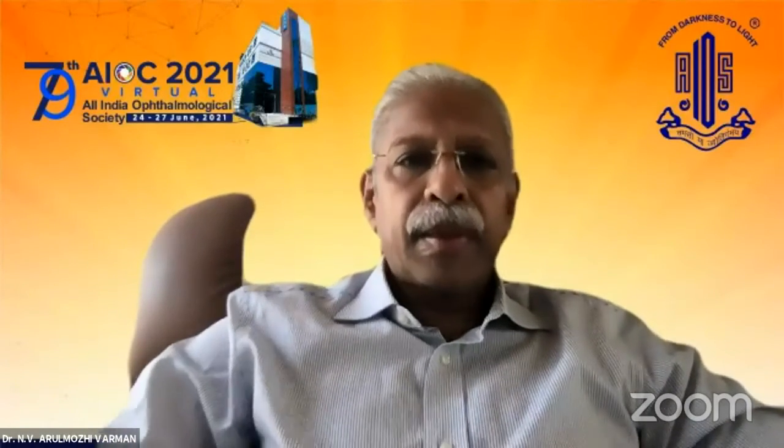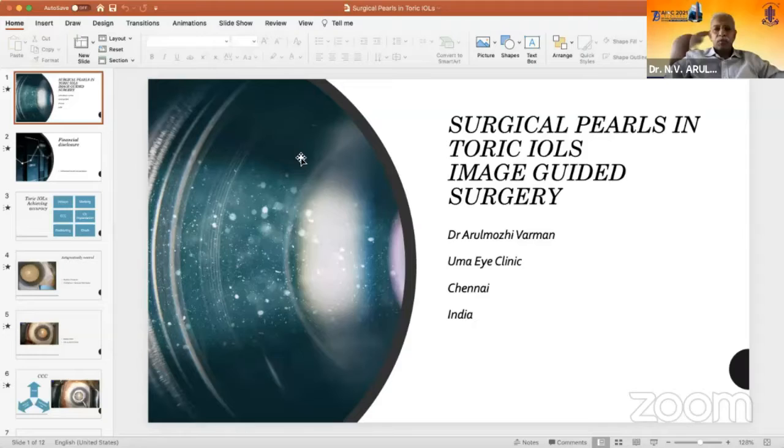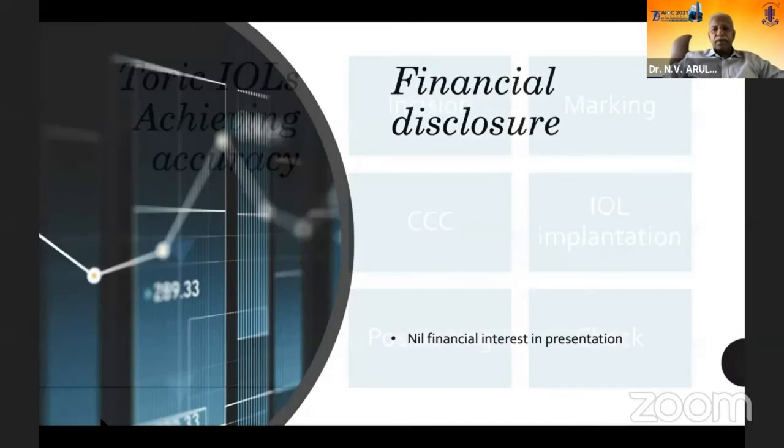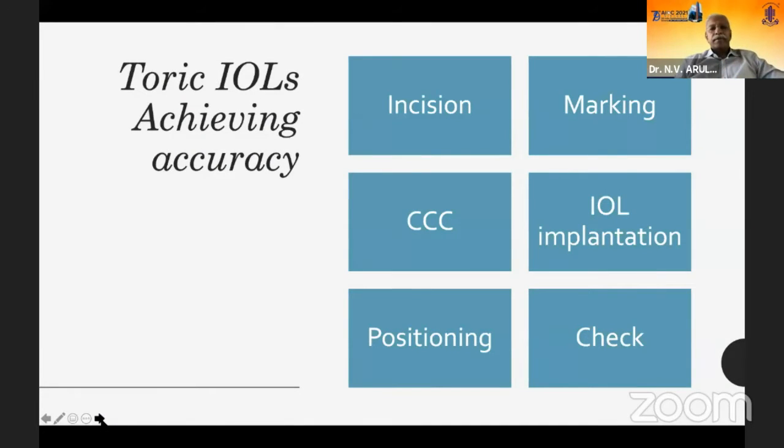My talk is going to be on surgical pearls and the image-guided surgery. So, no financial interest in this presentation. How do you get surgically excellent results in toric IOLs? You need to have perfect incisions. You do perfect marking. Ramesh has already told you about that. You need to get a perfect CCC, implant the IOL, position it, and then recheck. So let's go one by one.